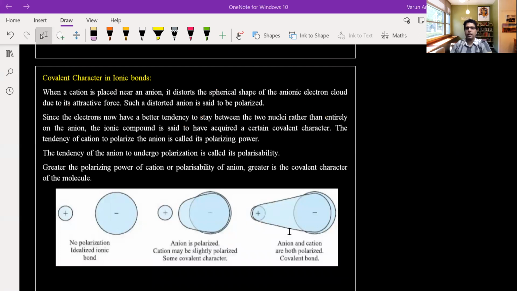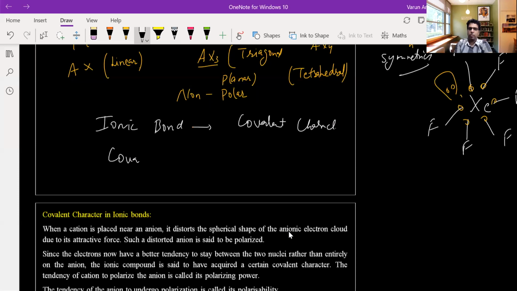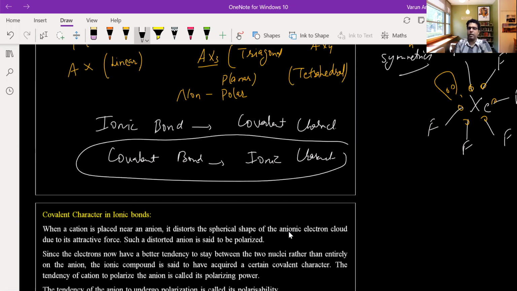Now, as I said, no bond is 100% ionic, no bond is 100% covalent. So in an ionic bond, there will be some covalent character, and in covalent bonds, there will be some ionic character. The ionic character in a covalent bond is determined by the dipole moment. So the percentage of ionic character is determined by the dipole moment.